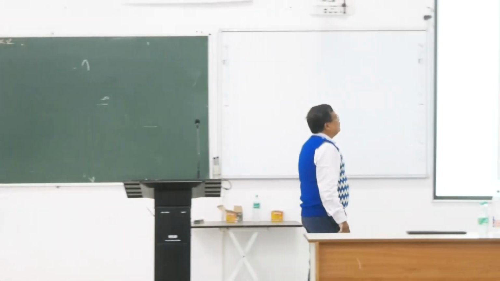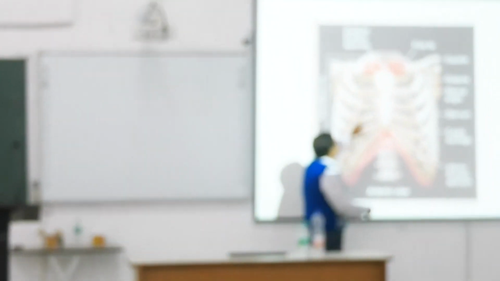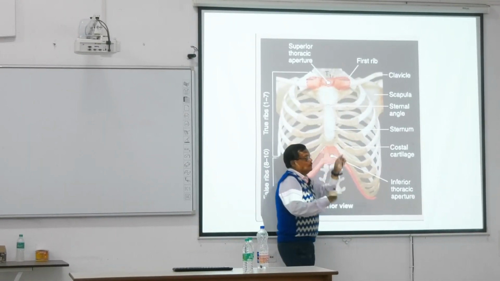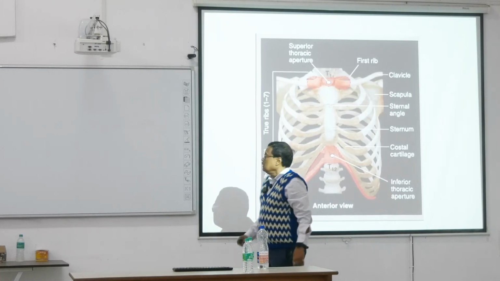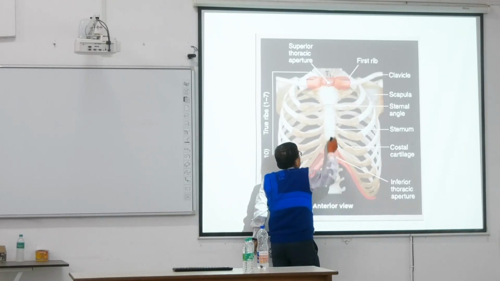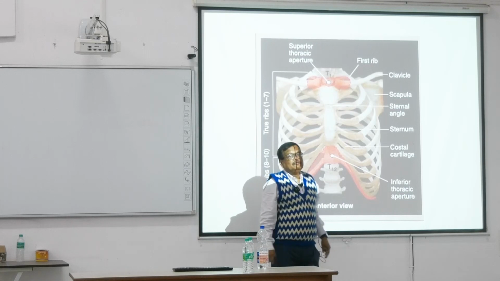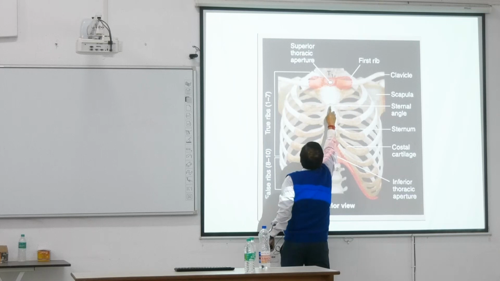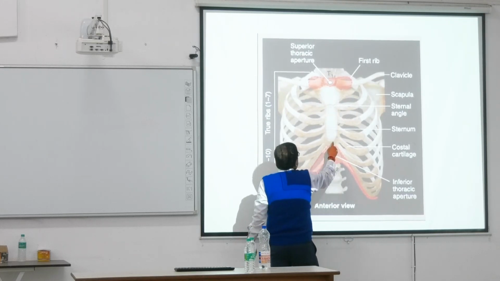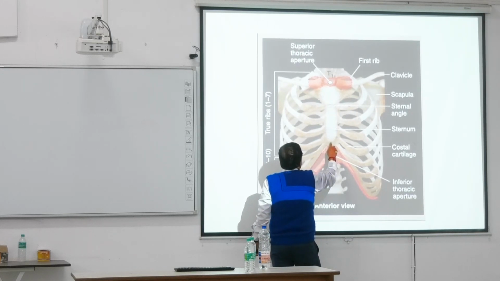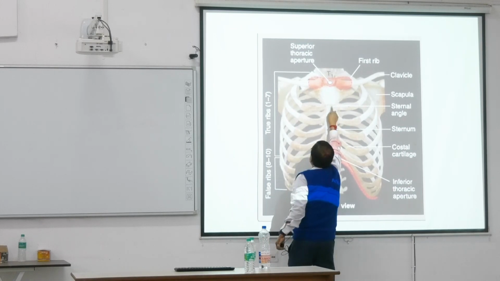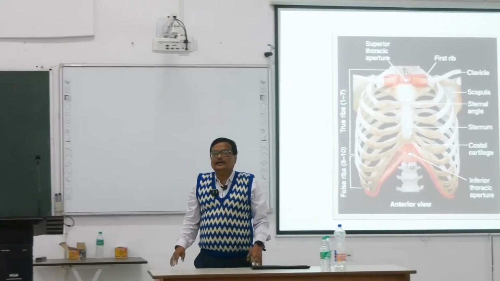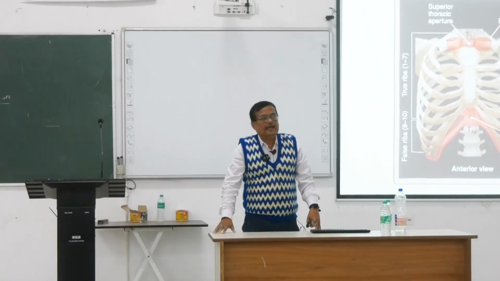Anteriorly, it is bounded by the sternum. The sternum has three parts: above, the manubrium sterni; this is the body; and the lower part is known as the xiphisternum. It has joints, the manubriosternal joint and the xiphisternal joint. The manubriosternal joint is very prominent in males. We call it the sternal angle.